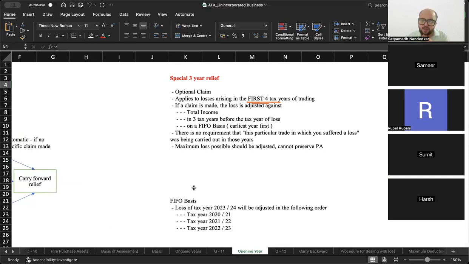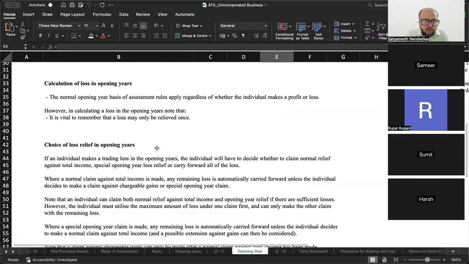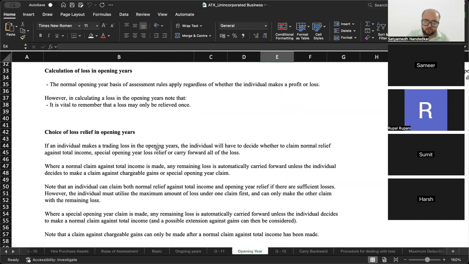There is no requirement that this particular trade in which you suffered a loss was being carried out in those years. Naturally, यार common sense की बात है. If you are talking about the first year, then this is the first year of trading. So how will you ever have, मतलब first year होगा तो past में you cannot have a trading income from that particular trade, right? That's just completely absurd.